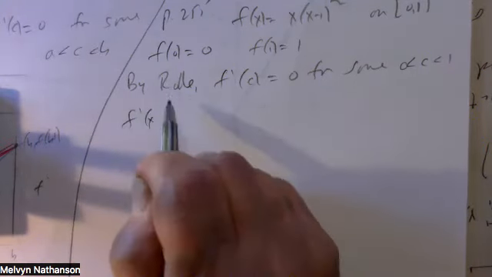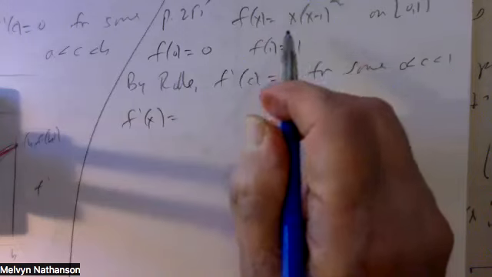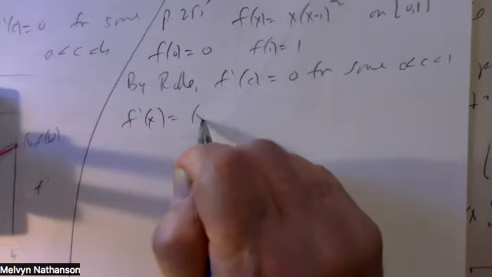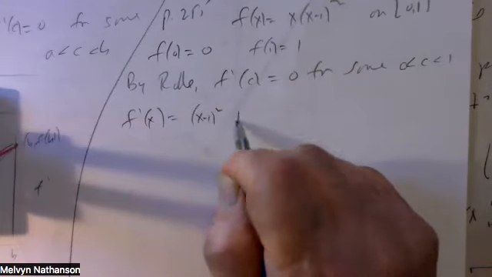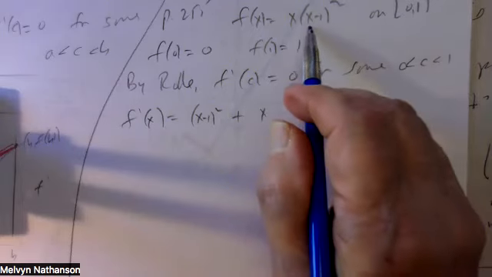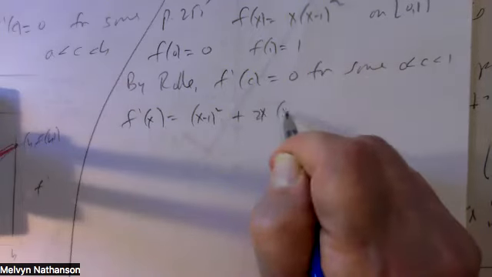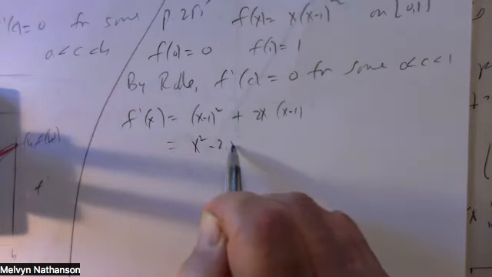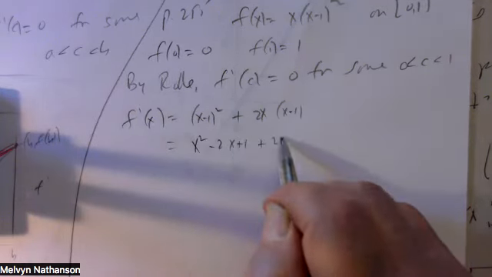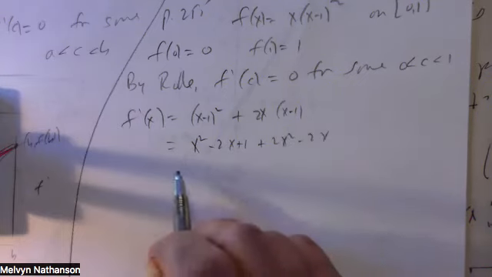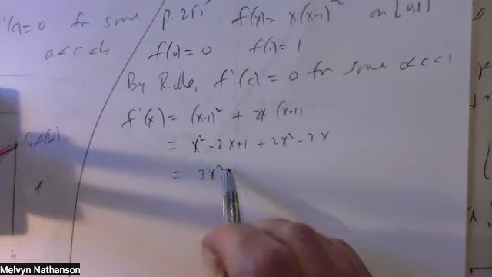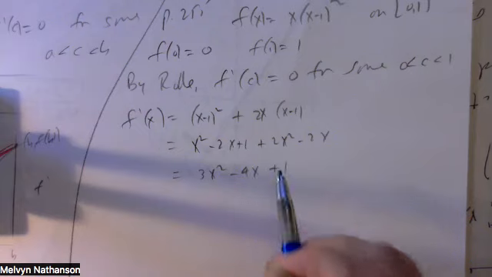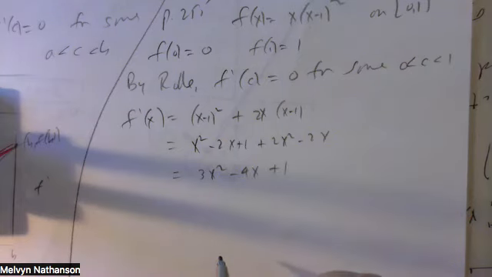So for this function, f prime of x is equal to the derivative of x, which is 1, times x minus 1 squared, plus x times the derivative of x minus 1 squared, which is 2 times x minus 1. So this is x squared minus 2x plus 1, plus 2x squared minus 2x. That's 3x squared minus 4x plus 1.